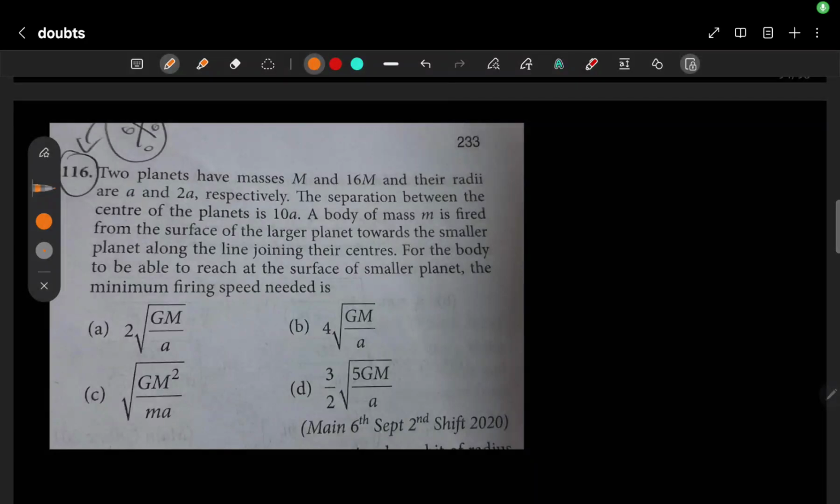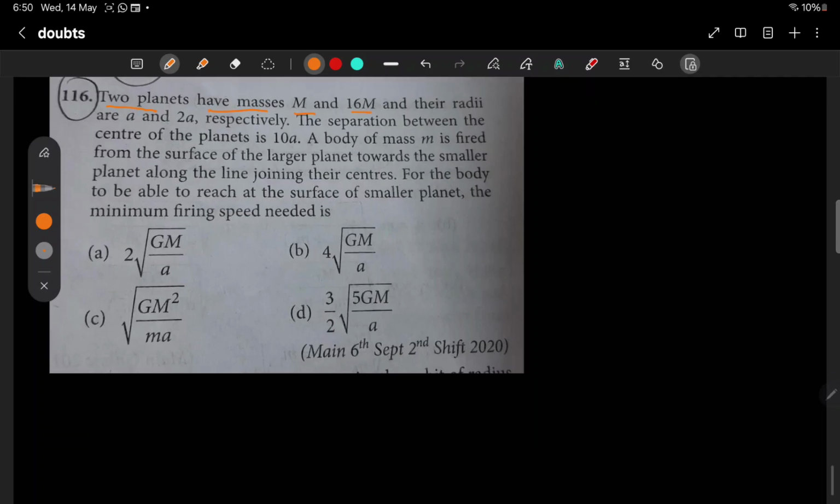In this question, we have two planets having a mass of m and 16m. So we have two planets. One mass we can take as m, the other is 16m. So 16m is the bigger planet. This is m, this is 16m.